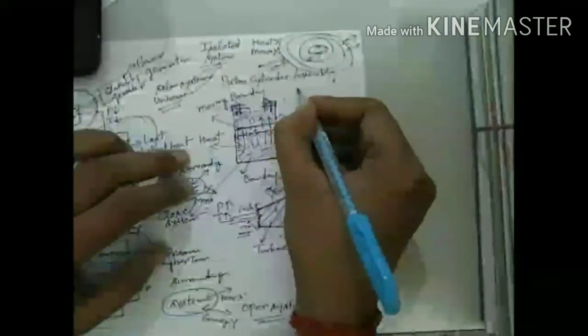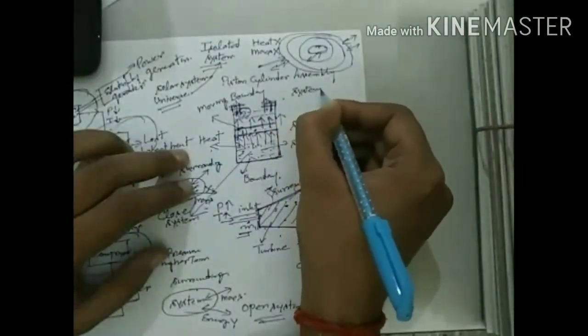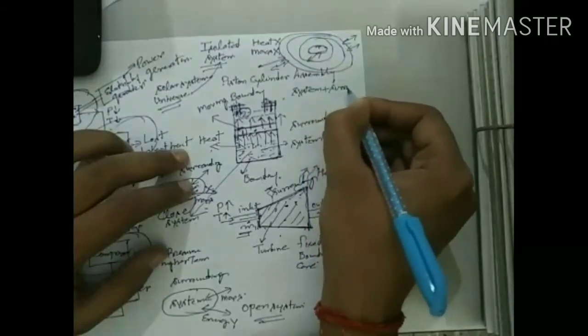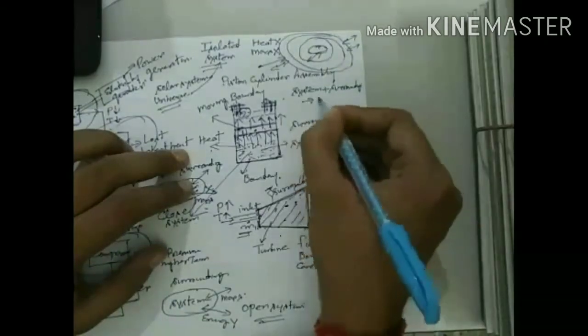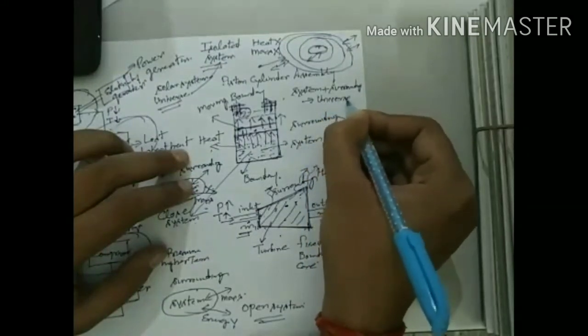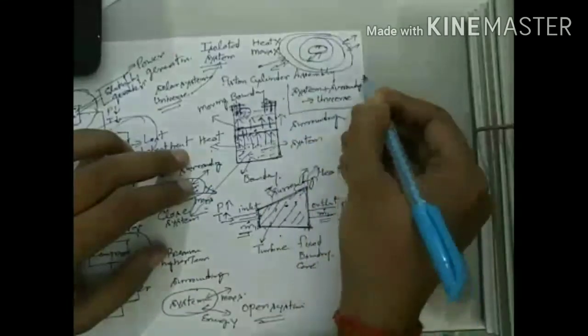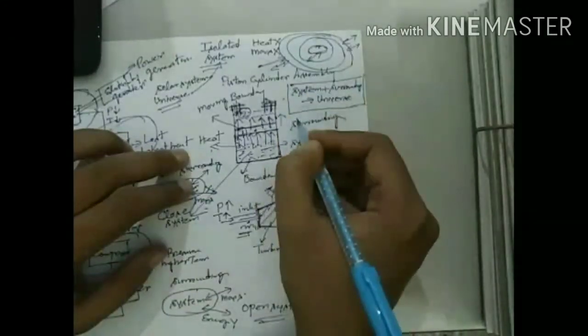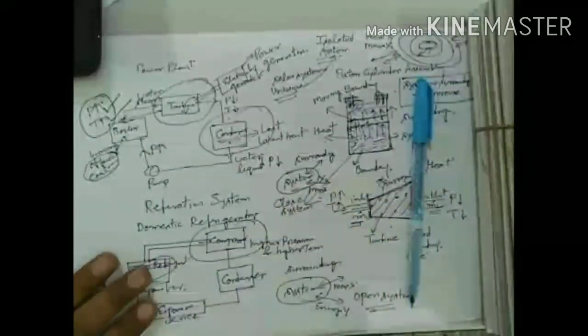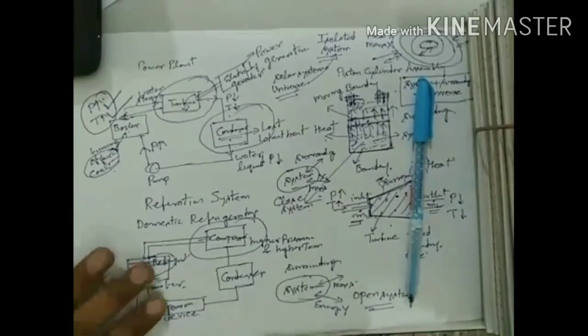Okay, another important thing is that system plus surrounding makes universe. Remember this, system plus surrounding makes universe. Okay, so these are the types of system which I teach you with the help of some examples. Okay, so again we move towards slides.